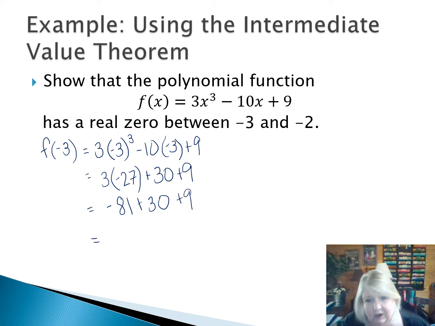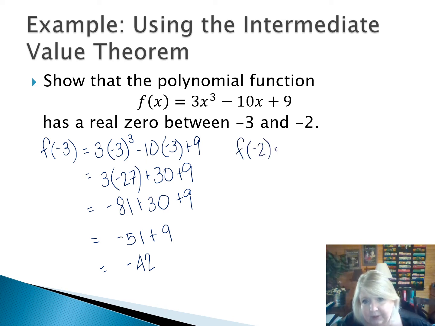But to follow the order of operations to the T, let's go left to right. -81 plus 30 is -51. And -51 plus 9 is -42. Okay, so I have a negative value for -3.